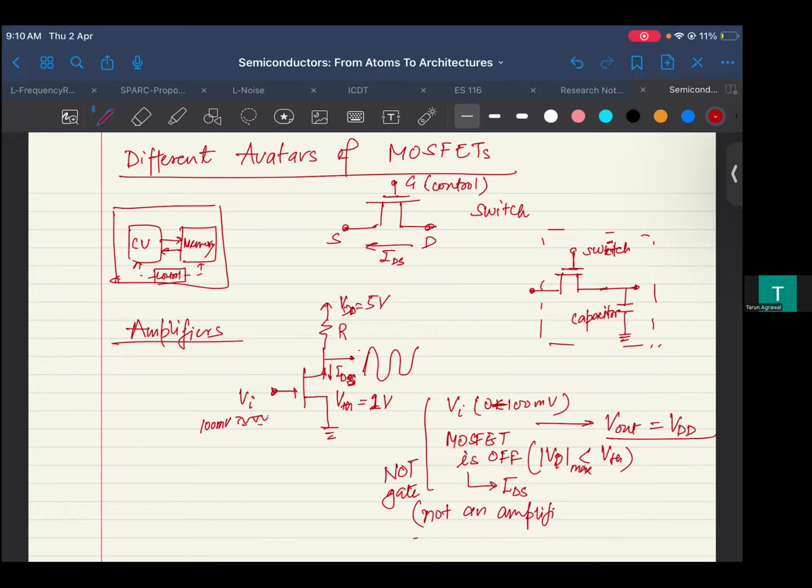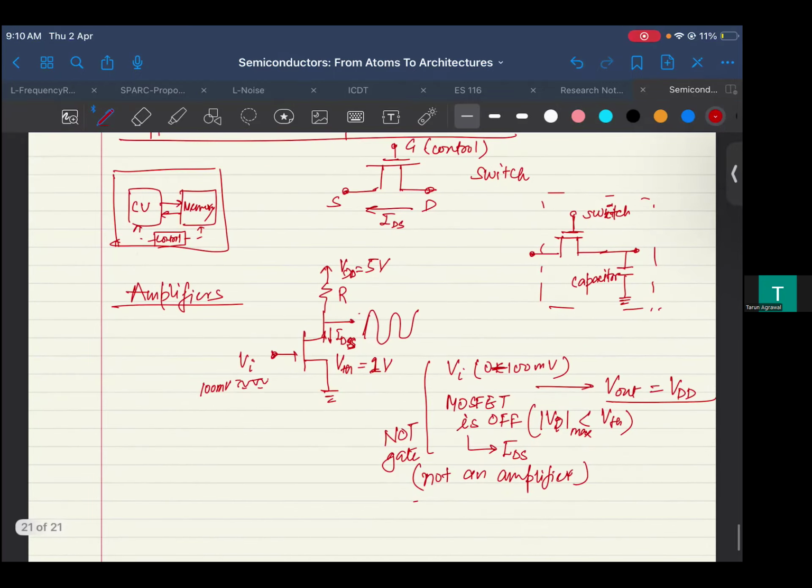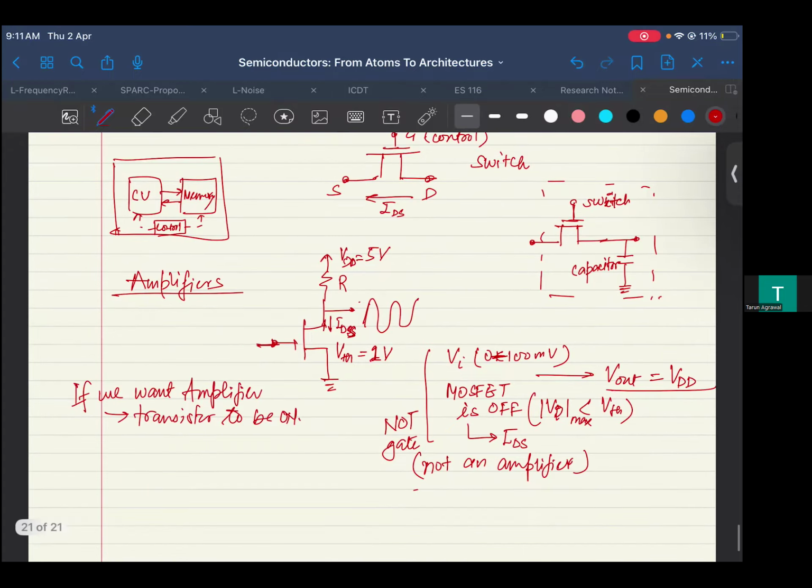So then, what do I need to do in this circuit if I want to make it an amplifier? Because I want to amplify a signal. And that is where this VI cannot be directly applied to this. That means first we have to make the transistor on. If we want amplification, what do we need? You need this transistor to be on, right? Otherwise, if it is off, it gives you V out equal to VDD, which is not useful.